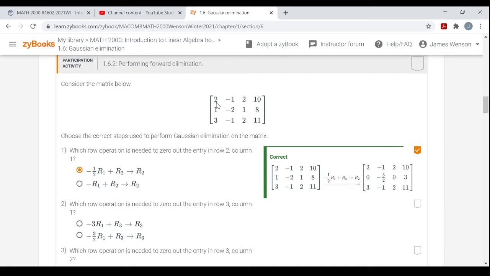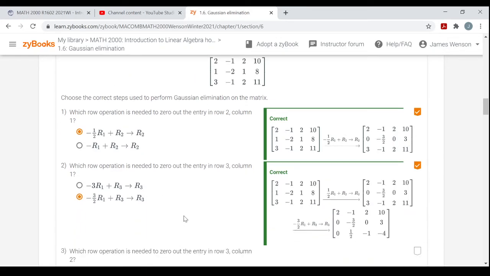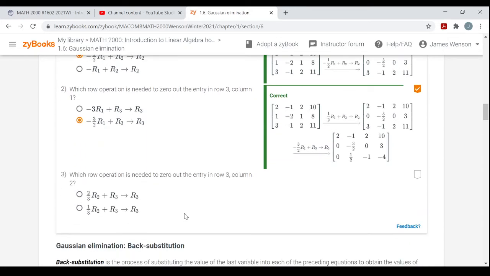So I'd have to multiply that by -3/2 to turn that into -3 and then add it to 3 to make this into a 0. So -3/2 times row 1 plus row 3. And they show you that there. Then you can do the last one.